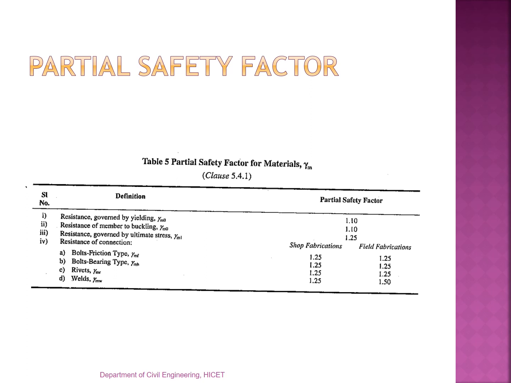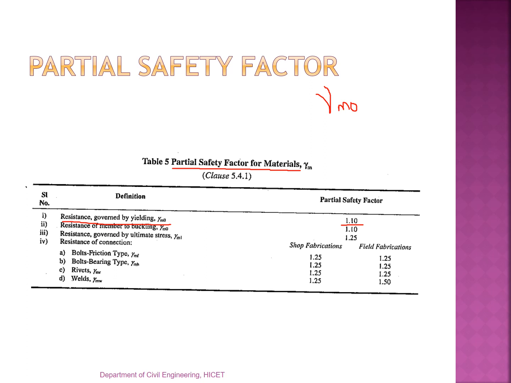This is table number 5 of IS 800-2007. As per table number 5 of IS 800-2007, it recommends the values of partial safety factor for the materials. Previously, we were finding the value of yielding of gross section. In that formula we have the value of gamma m0, and we have to substitute it. As per IS 800-2007, gamma m0 is for resistance governed by yielding, right? So for yielding, the gamma m0 value is equal to 1.1.